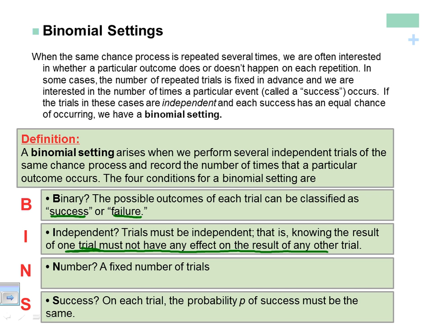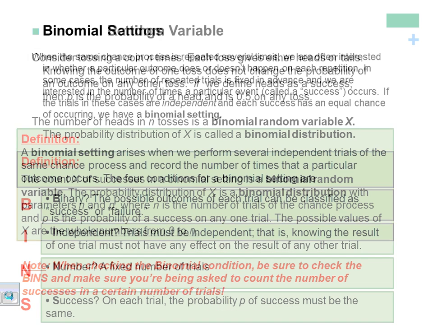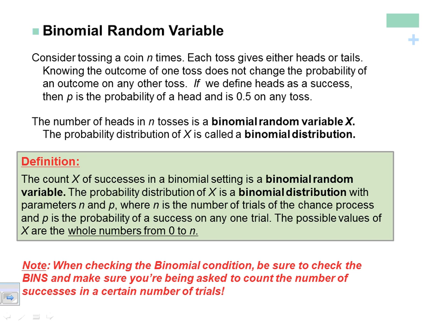And is there a fixed number of trials? So we have a fixed number of trials going on. And is the probability of success the same for each trial? So the same success, okay? If you want to remember to check your bins, you always have to show these four things before you can say, yes, this is a binomial setting, and I'm going to apply what I know for binomial distributions.